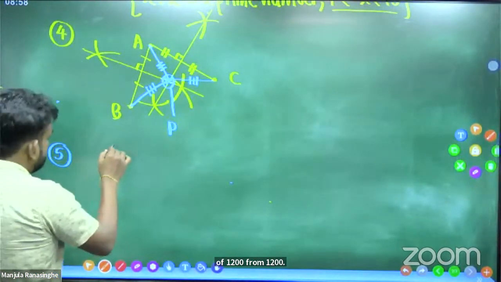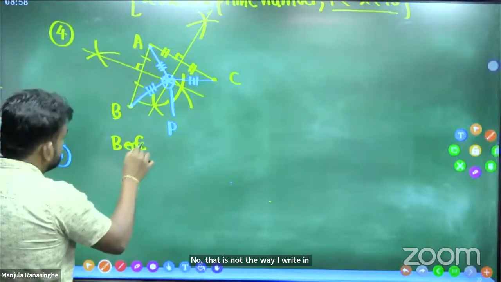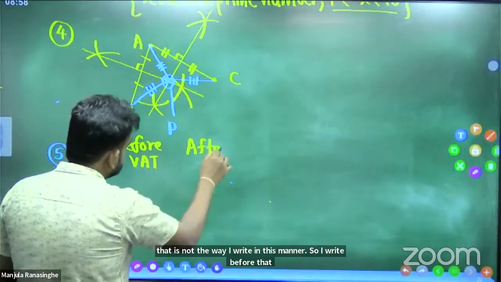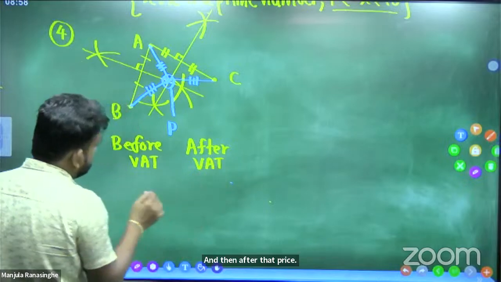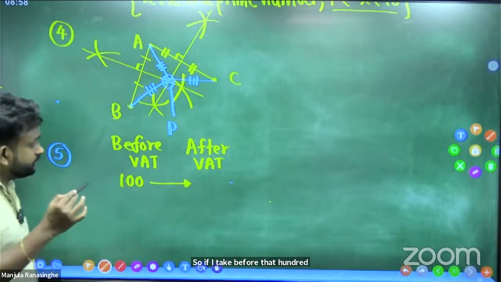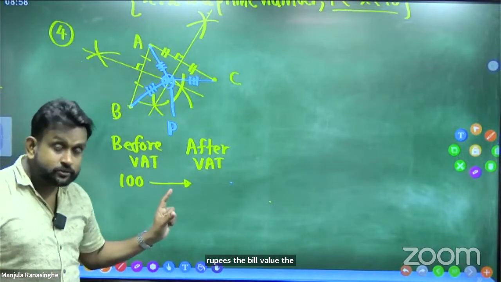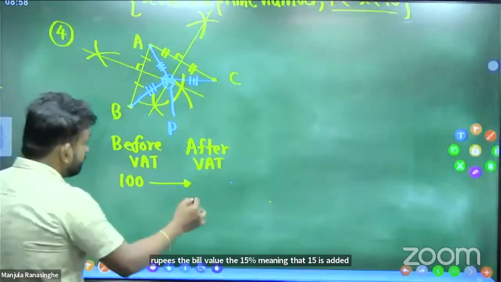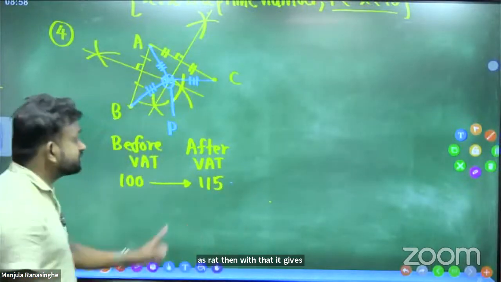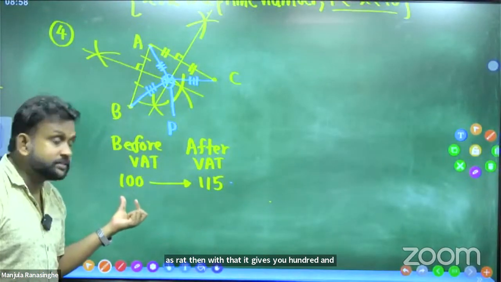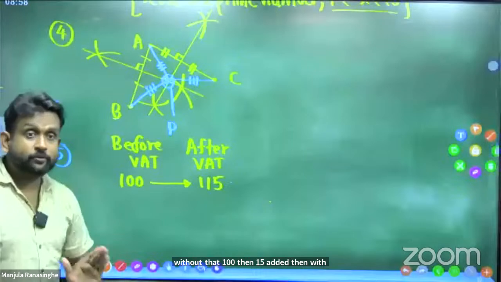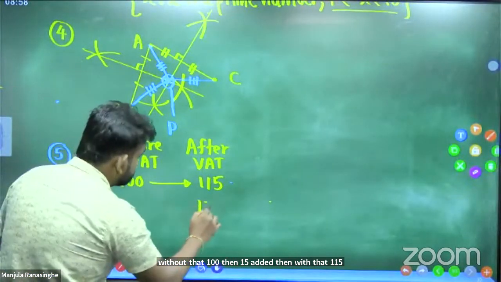I write in this manner. So I write before VAT and then after VAT price. If I take the before VAT bill value as 100 rupees, the 15% means that 15 is added to that as VAT. Then with VAT it gives you 115. Without VAT 100, then 15 added, then with VAT 115. Now they have given the with VAT price, that is 1200.